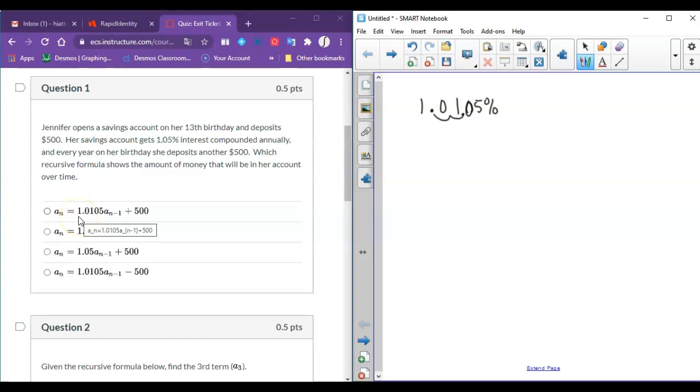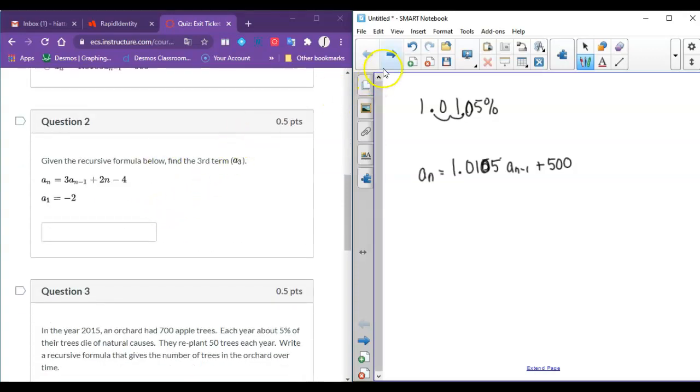1.0105. And so what's happening is we're starting off with $500 and we're taking 0.0105, and then we're multiplying that by the amount of money that's in the account, which we're going to call A sub n minus 1. And this will be our A sub n. But at every year, whenever that interest is compounded, she is also adding $500 to that account. So the best answer here is this first one right here, 1.0105 A sub n minus 1 plus 500.